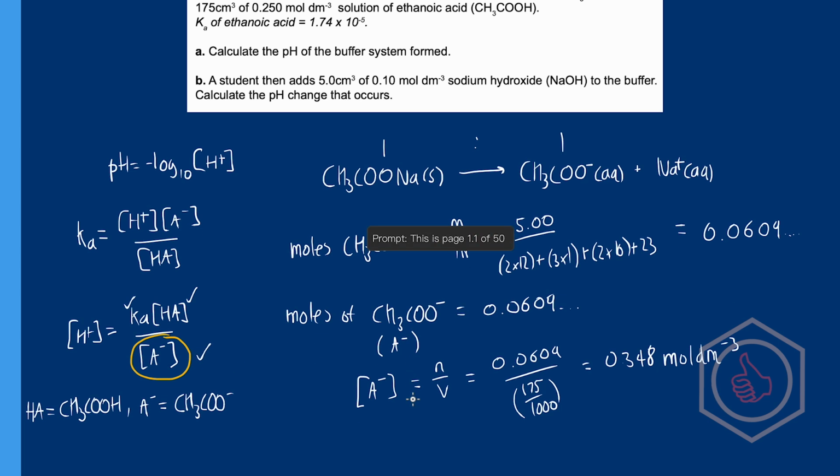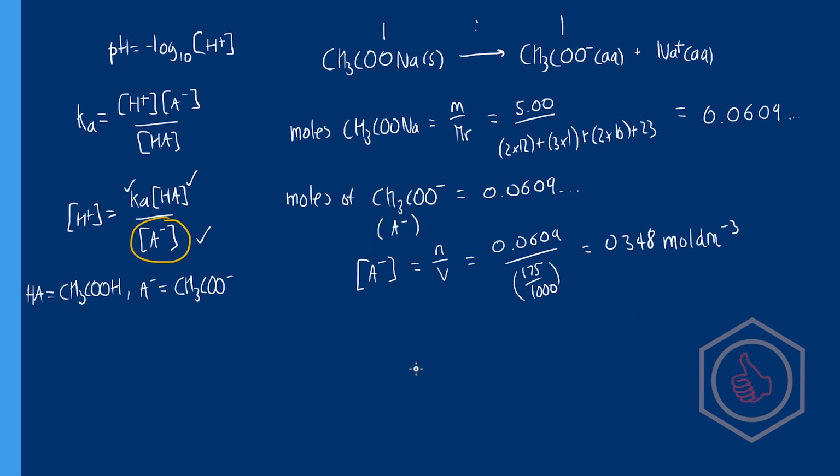So to go back to this expression, all we need to do now is concentration of H+ equals Ka times concentration of HA divided by concentration of A−. The question tells us that the Ka value is 1.74 × 10⁻⁵. The concentration of HA, we were told, was 0.250.